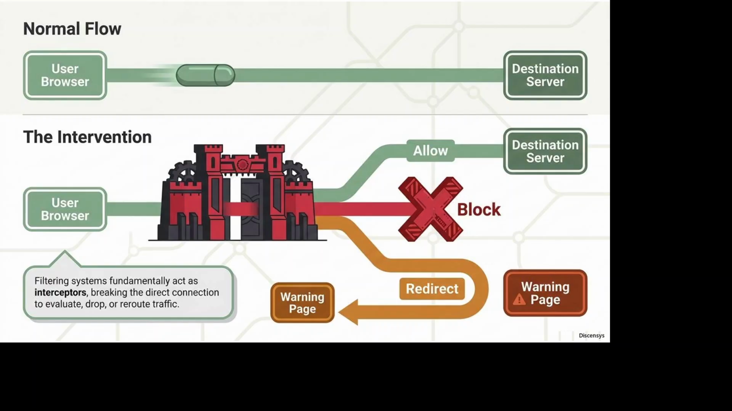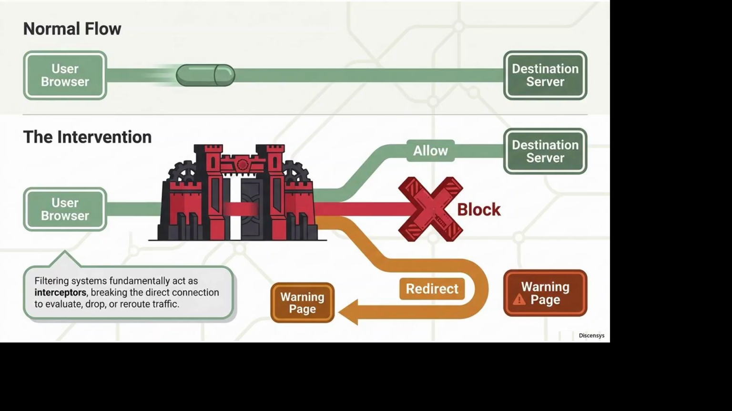Now, the normal flow versus the intervention. Coming to the normal flow, it could be the user browser to the destination server. Ideally, communication should be direct in the normal flow. That is, from the user browser to the destination server.